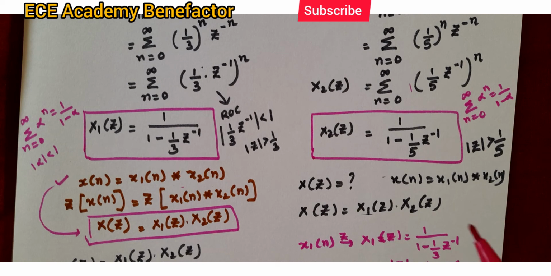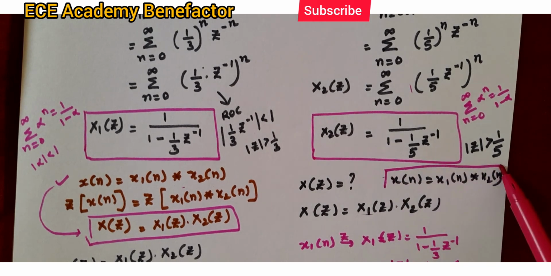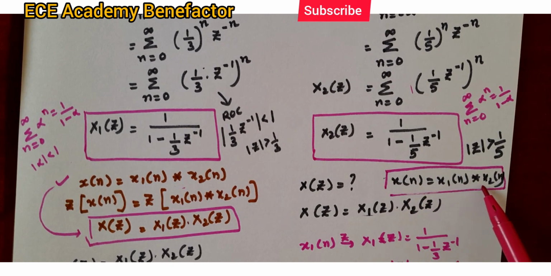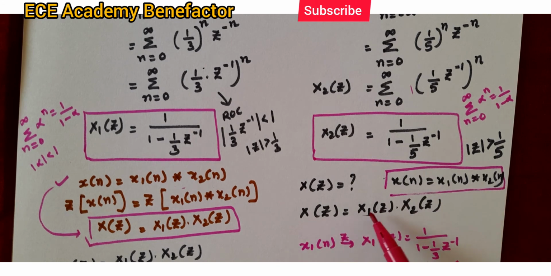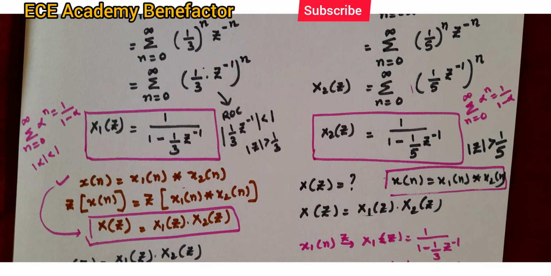So, what is given in the question? X of n is given as x1 of n star x2 of n. You are supposed to find X of z using the convolution. So, you have done x1 of z dot x2 of z.